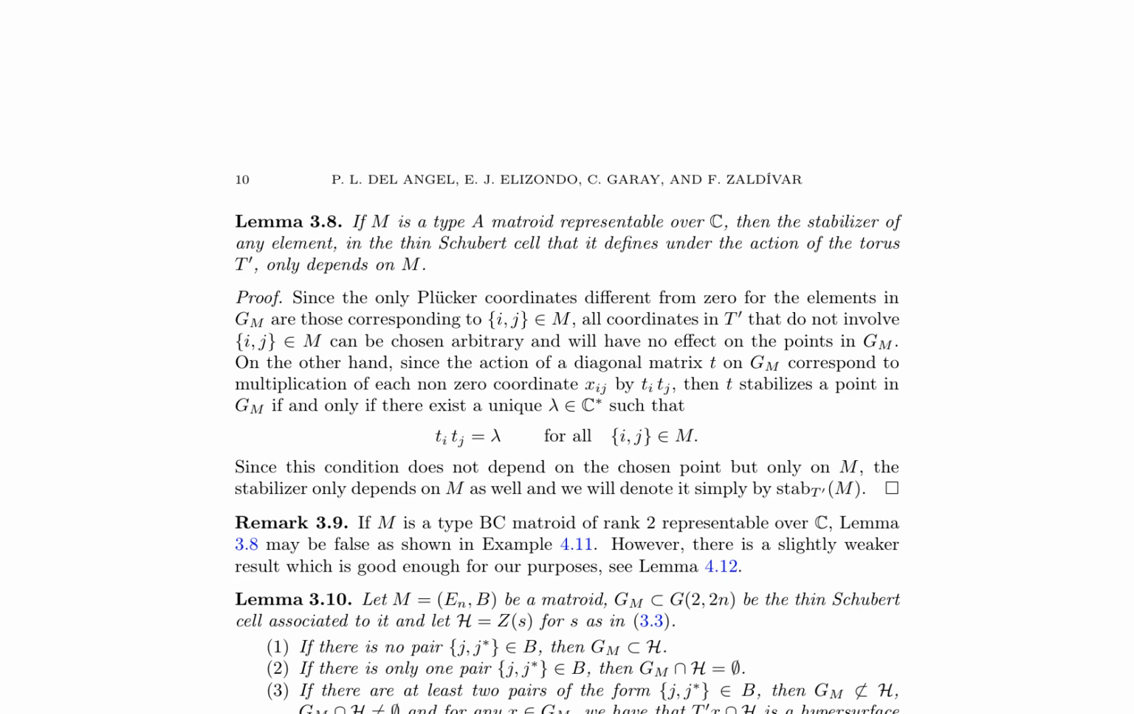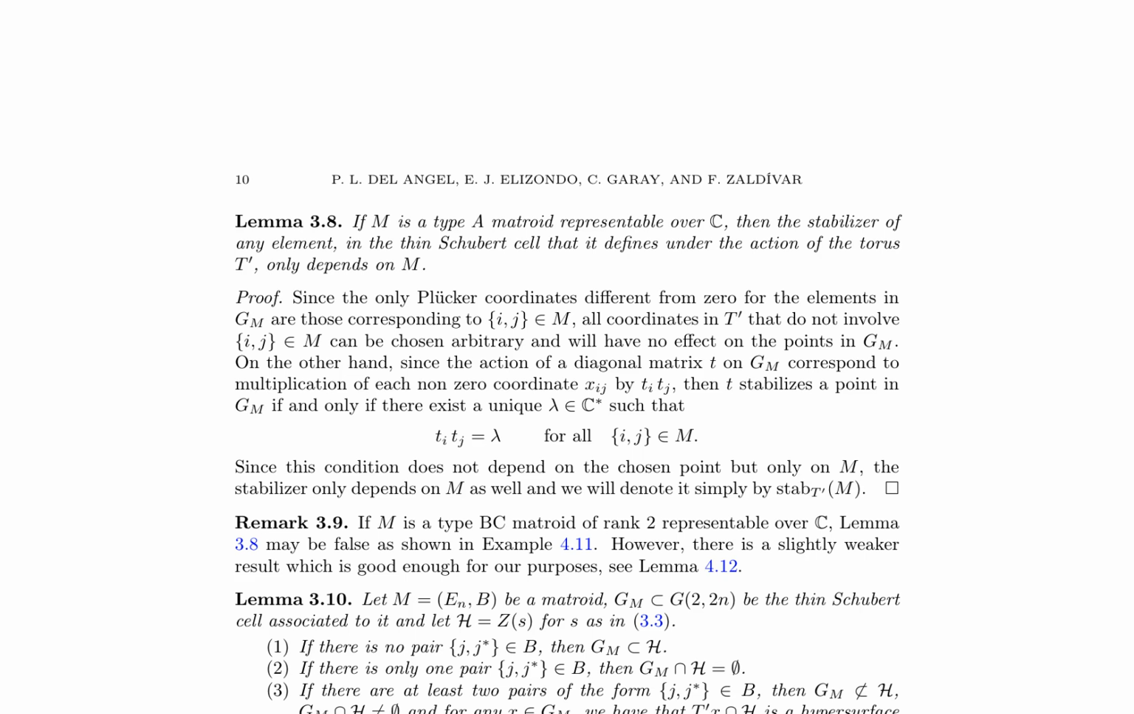However, it should be noted that this result may not apply to type BC matroids, with a weaker version available in Lemma 4.12. Furthermore, the relationship between the Schubert cell G_M and the hypersurface H, defined by equation 3.3, is explored in Lemma 3.10.